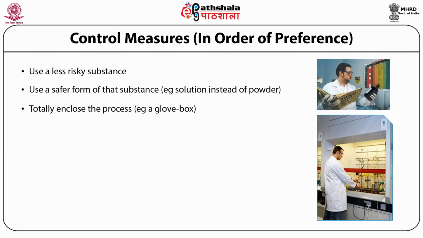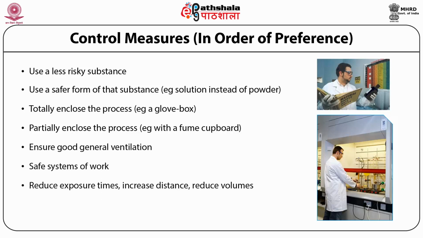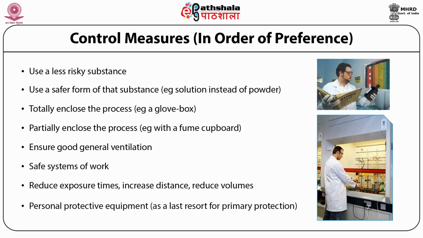You can also totally enclose the process, for example, in a glove box, or partially enclose the process, for example, with a fume cupboard. You must ensure good general ventilation, safe systems of work, reduce exposure times, increase distance, and reduce volumes. Personal protective equipment should always be worn, as a last resort for primary protection.